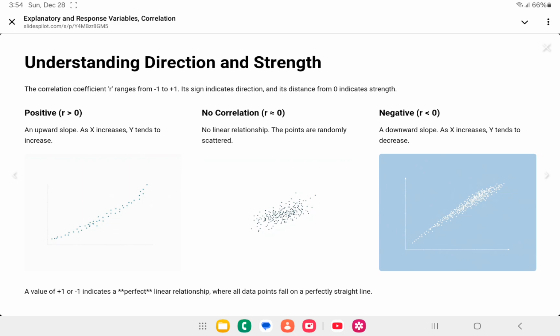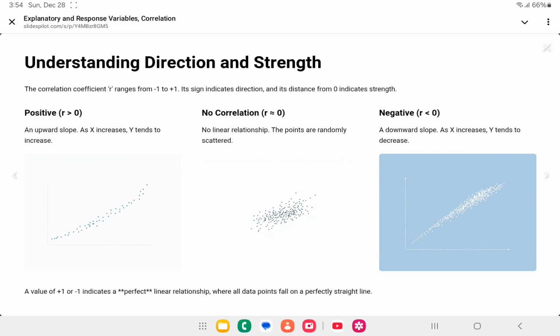If we have an upward slope and the data points follow a perfect straight line, then R is equal to positive 1. And this is called a perfect positive correlation. In contrast, if we have a downward slope and the data points follow a perfect straight line, then R is equal to negative 1, and this is called a perfect negative correlation. In both of these cases, we have a perfect linear relationship.